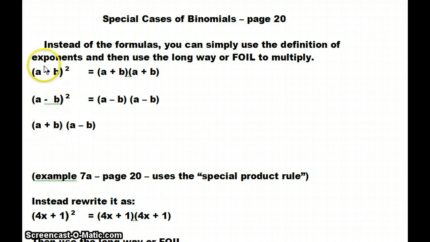And if you go ahead and read through here, there are some special cases that are in your textbook. We don't need special cases because we know how to work things. So instead of having a special way to work a plus b, the quantity squared, just rewrite it as a plus b times a plus b. Likewise with a minus b, the quantity squared, write it as a minus b times a minus b.